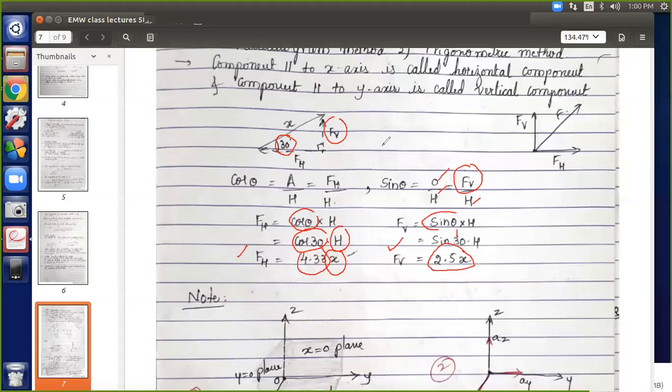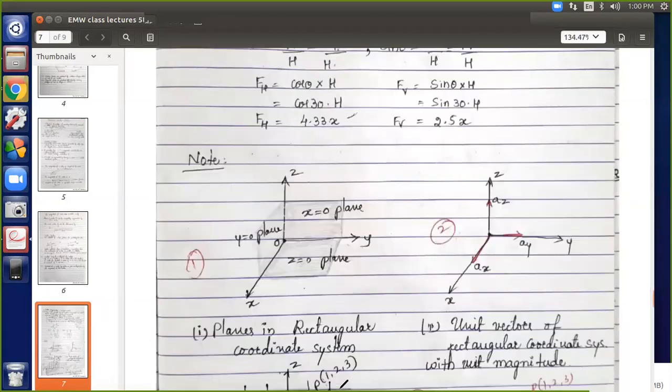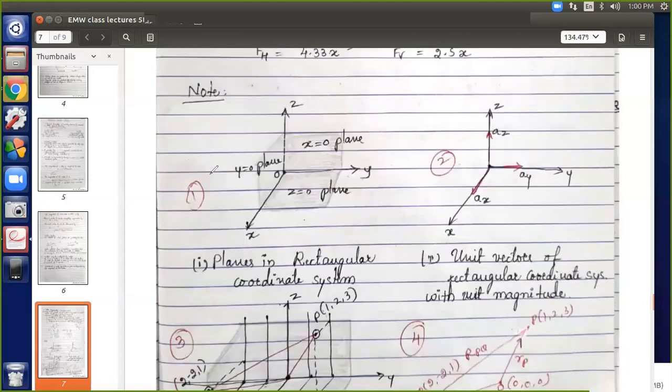This is regarding the vector resolution. Now, important thing, as a note I have mentioned here on the screen, you can see the first figure shows the different planes in a rectangular coordinate system, or even if you consider a spherical coordinate system, this is a general arrangement of 3 different axes. It's a 3-dimensional view.